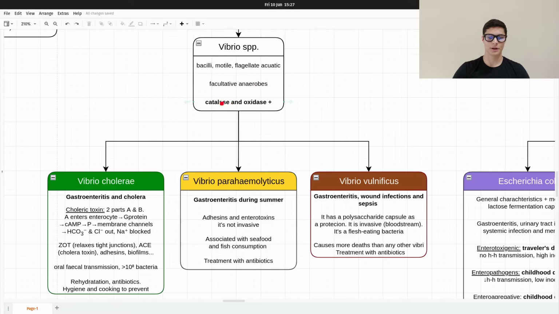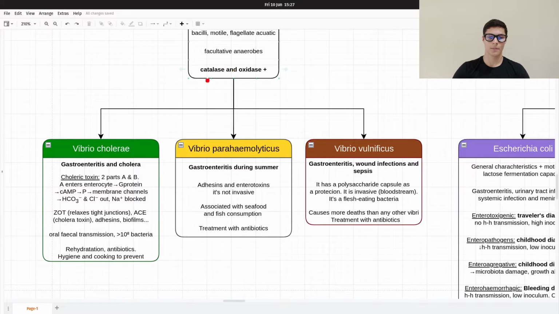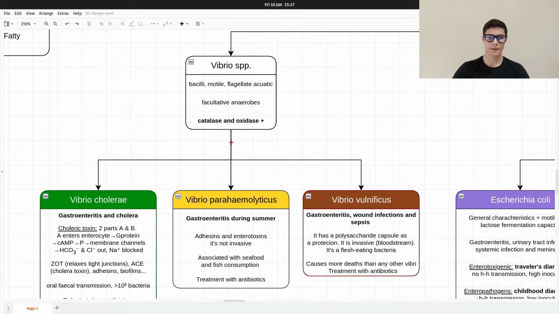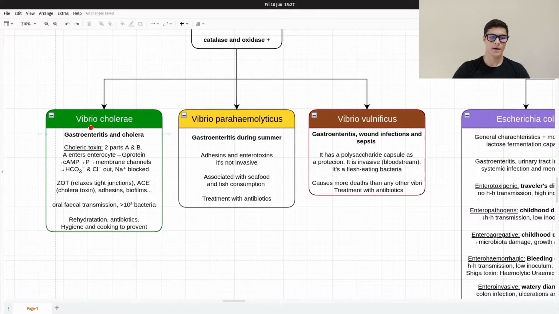This is a method we're going to view in the next videos to classify the bacteria if they are positive or negative to these two tests. Vibrio is positive to both of them. And we have Vibrio cholerae, Vibrio parahemolyticus, and Vibrio vulnificus.